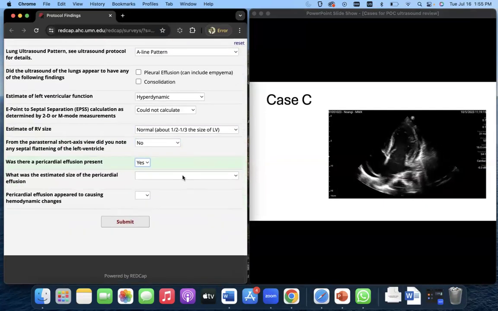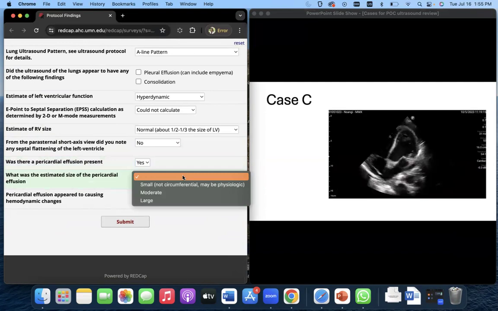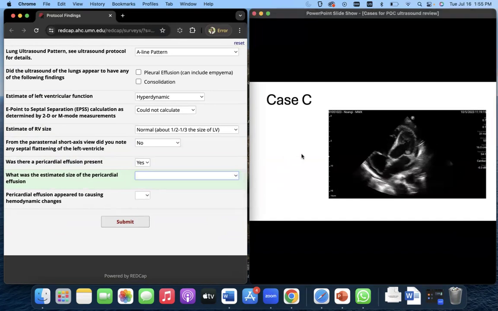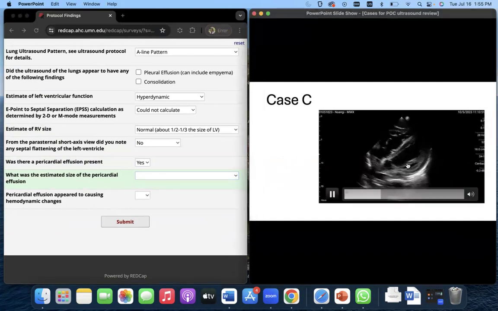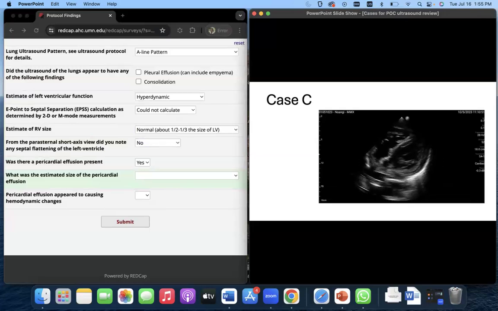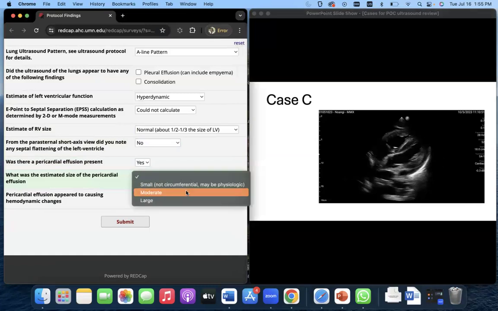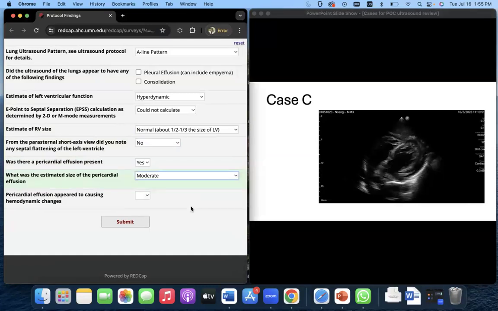Now the next question we want to ask ourselves is about the size. Small would be not circumferential, sometimes small pericardial effusions that don't appear to go all the way around the ventricle or around both ventricles. In this case, there's at least a moderate sized pericardial effusion because it seems to be going around the whole heart, and that's visible on this image.